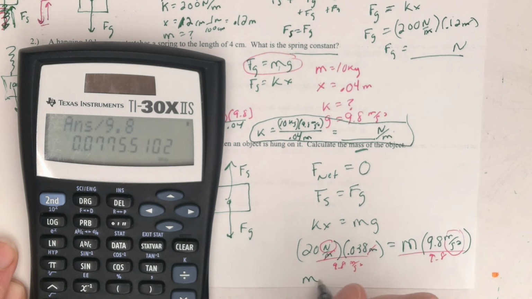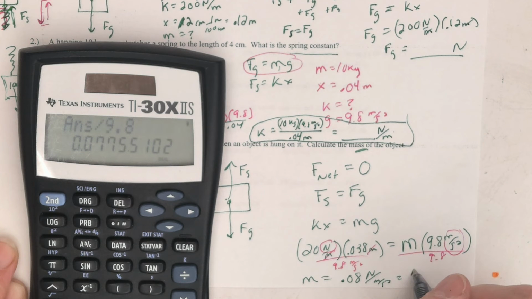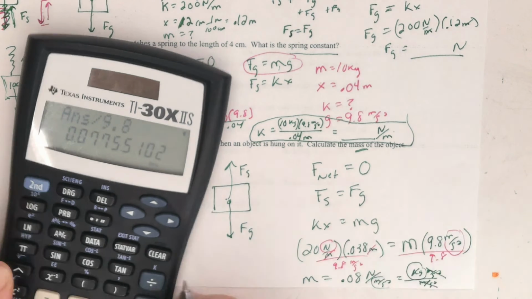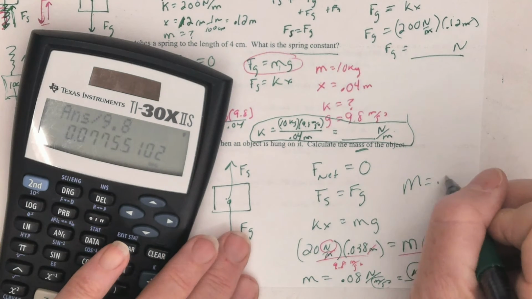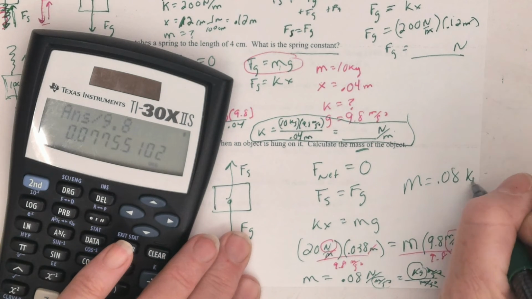You get mass is equal to 0.0, I might round, 8. And the unit is Newton divided by a meter per second squared, which is also Newton is a kilogram meter per second squared divided by this number, meter per second squared. And then those cancel out. I'm just left with a kilogram. So the final answer, 0.08 kilograms.